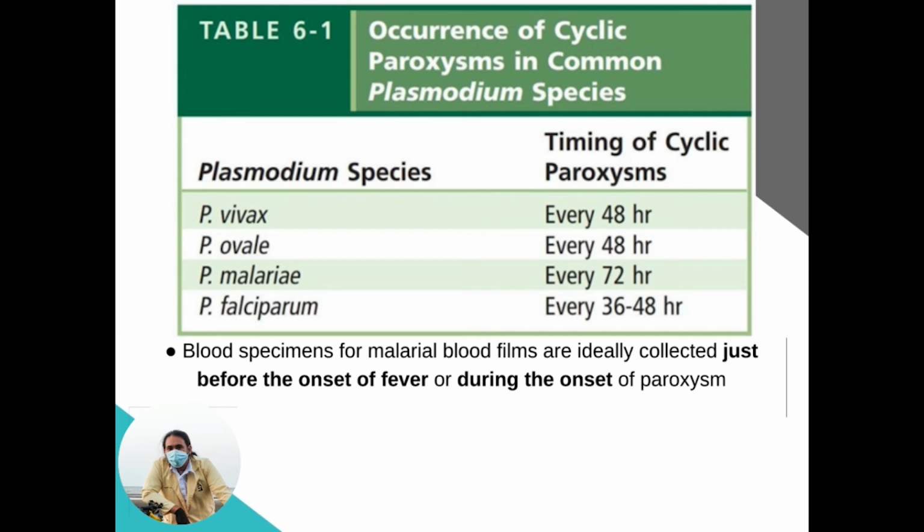It is important to note that blood specimens for malarial blood films are ideally collected just before the onset of fever or during the onset of paroxysm.